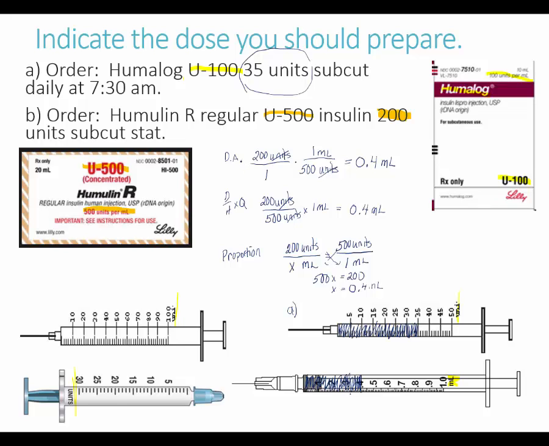We can do that conversion using dimensional analysis, using the nursing formula, or using a proportion. Because our answer, the amount to administer, was in milliliters, we shaded this amount on the milliliter syringe.